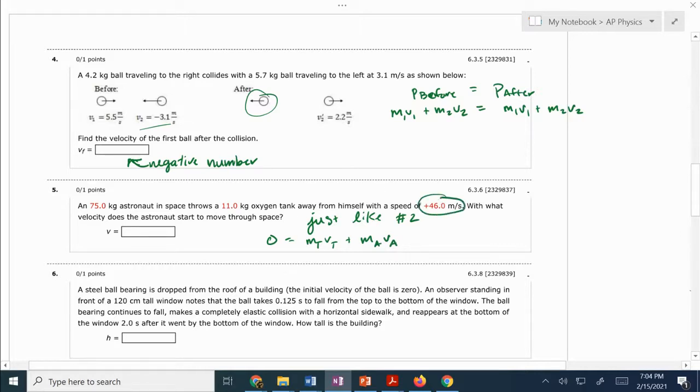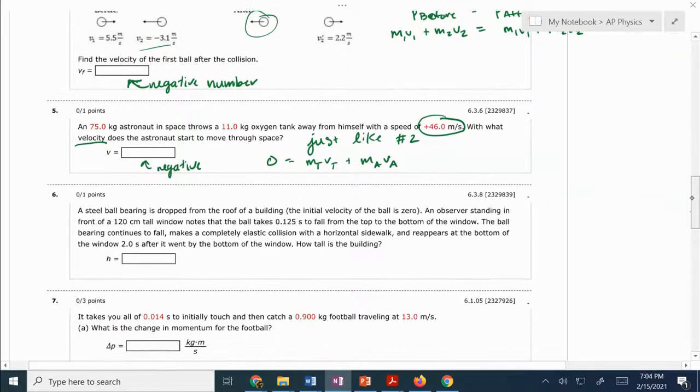I will say this though, that if he's giving the tank a velocity with a positive momentum, I'm going to expect this to be a negative number, simply because if he's throwing the tank in the positive direction, then he's probably going in the negative direction. So make sure you include that negative sign. It did ask for the velocity, not the magnitude of velocity, so it's going to want that sign included.